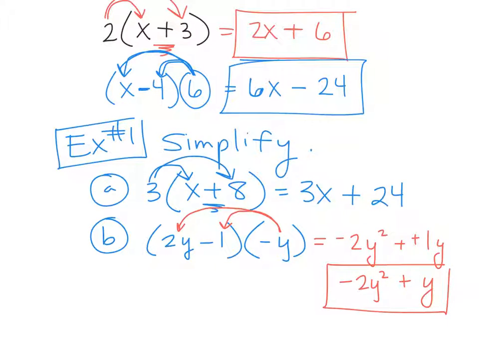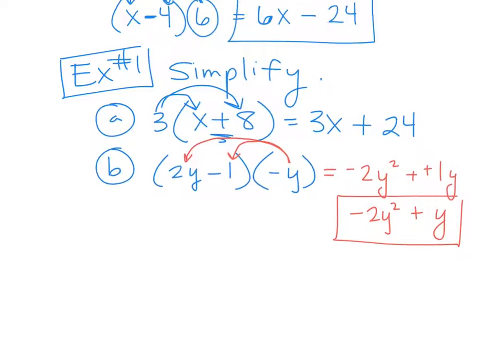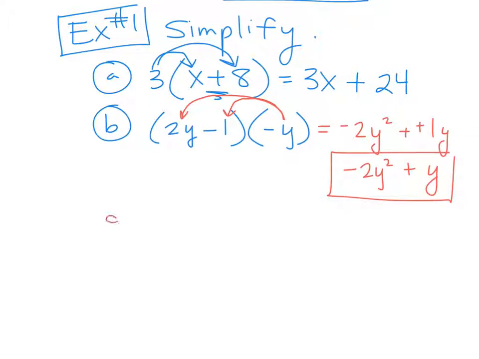So negative 2y squared plus y would be your final answer, okay? That's about as tricky as they get. All right, how about this one?